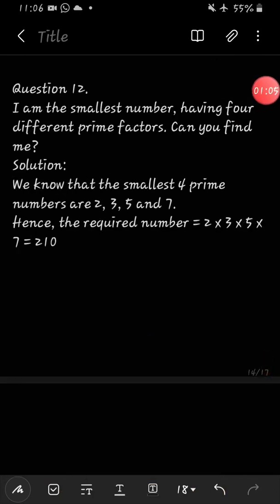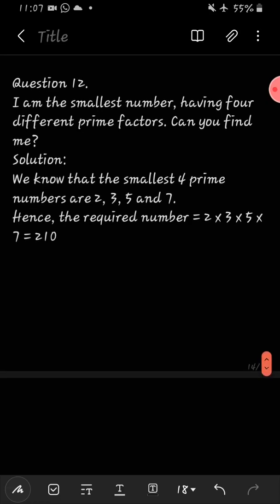Here it is given, I am the smallest number having 4 different prime factors. Can you find out? Since they have asked for the smallest number, at first we have to write the 4 smallest prime numbers. So they are 2, 3, 5 and 7. If we multiply 2, 3, 5 and 7, we get 210. That means 210 is the smallest number having 4 different prime factors.